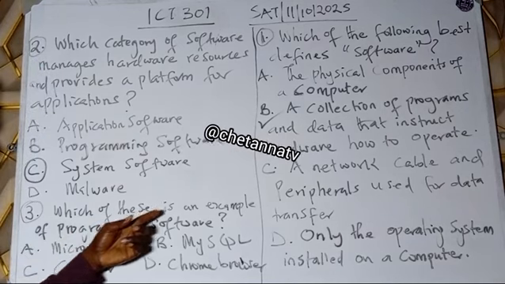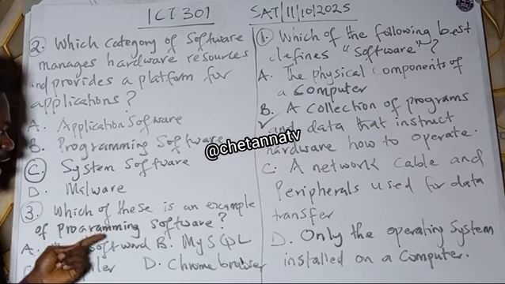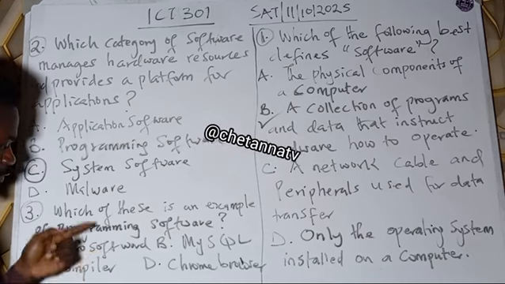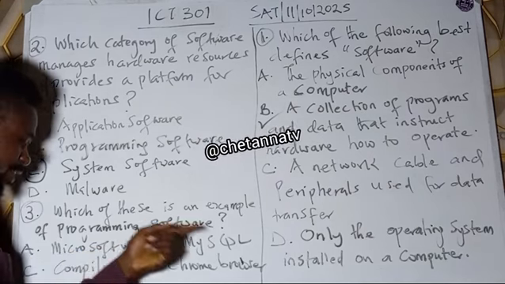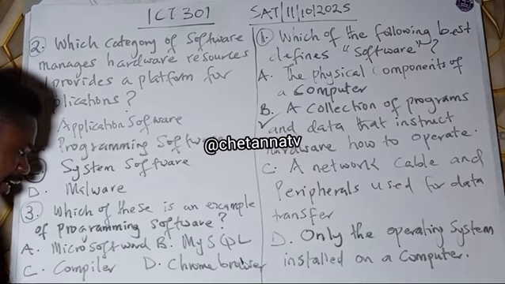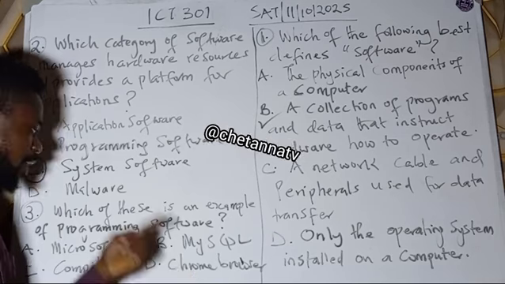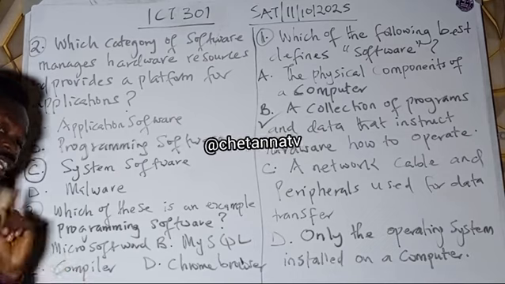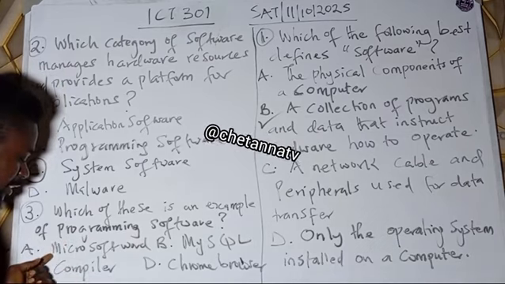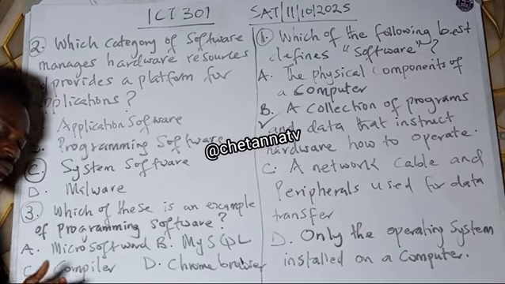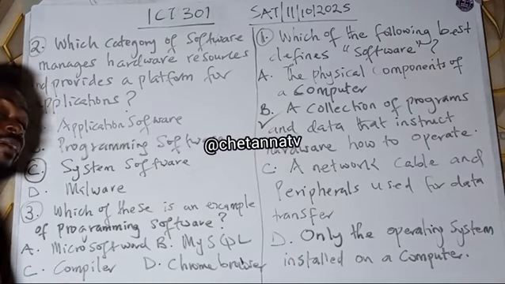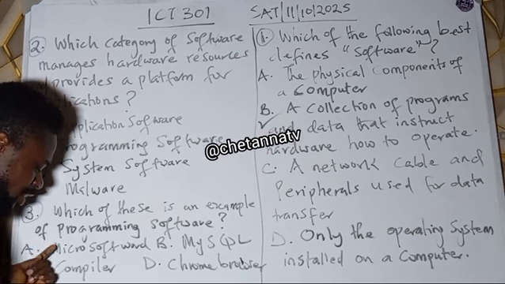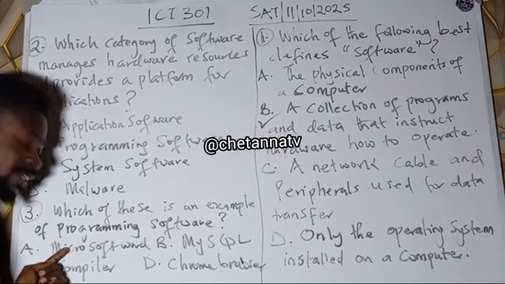Which of these is an example of programming software? A. Microsoft Word. B. MySQL. C. Compiler. D. Chrome browser. The question says programming software. Microsoft Word is not programming software. In fact, the end users, the common man, make use of it without even knowing anything about coding or programming. They use it without issues. So it's not the answer. Microsoft Word is under application software.